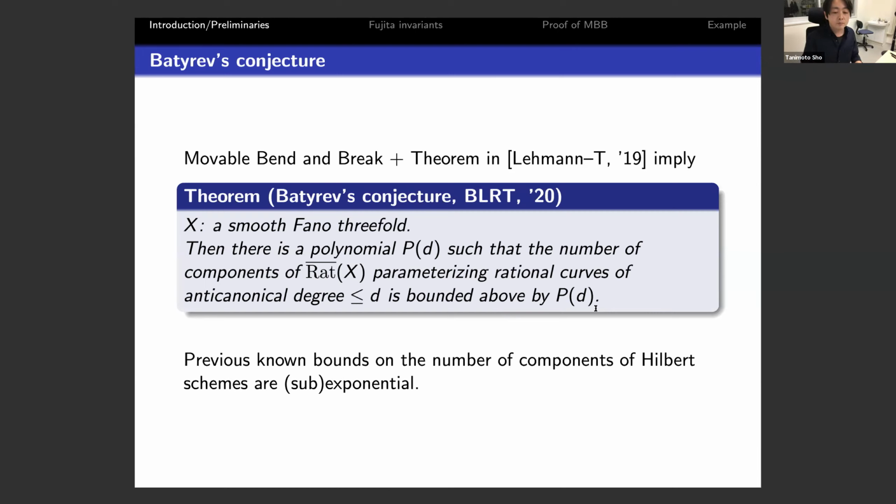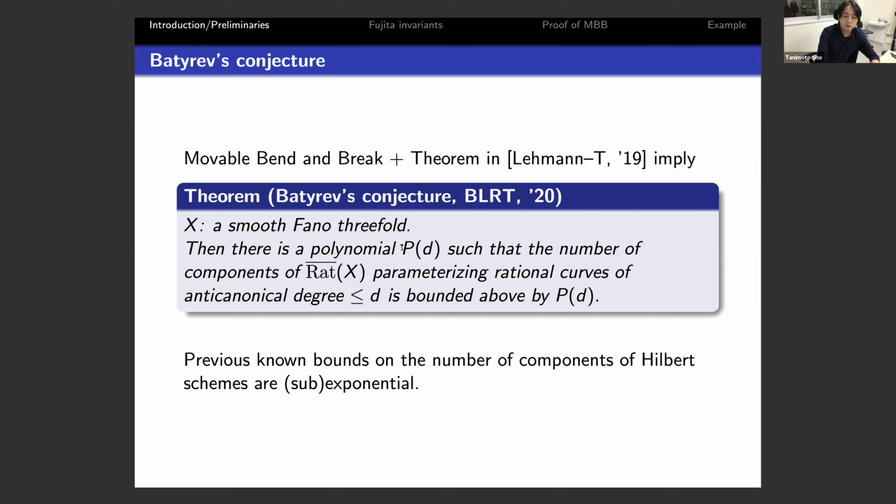And previous known bounds on the number of components of the Hilbert scheme are sub-exponential. So this is a big improvement. But actually, geometric Manin's conjecture predicts something stronger. Essentially, the degree of this polynomial should be given by the Picard rank. That should follow from Manin's conjecture essentially. So we prove something weaker, but still, even proving polynomial growth is a non-trivial fact.